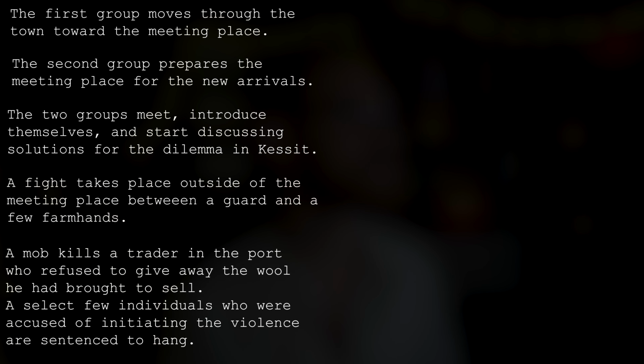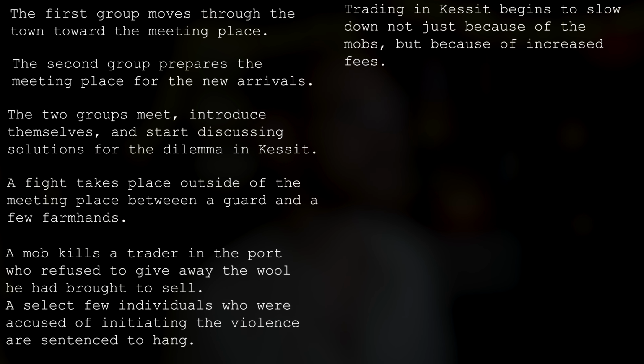A mob kills a trader in the port who refused to give away the wool he had brought. A select few individuals who are accused of initiating the violence against the trader are sentenced to hang. Trading in Kesset, which it relies on, begins to slow down not just because of the mobs, but because of the increased fees on those who do business in the port, further threatening Kesset's ability to survive.